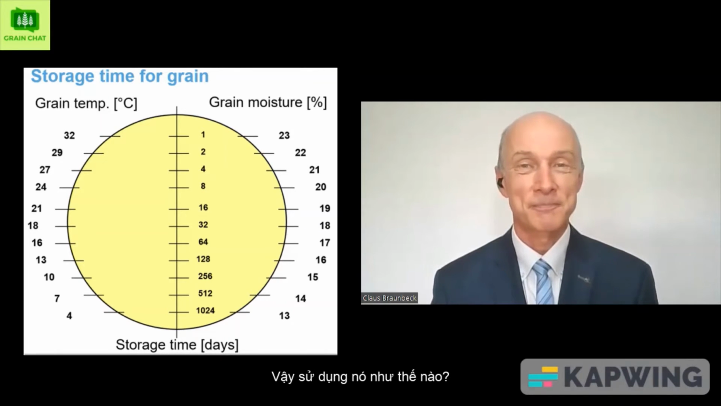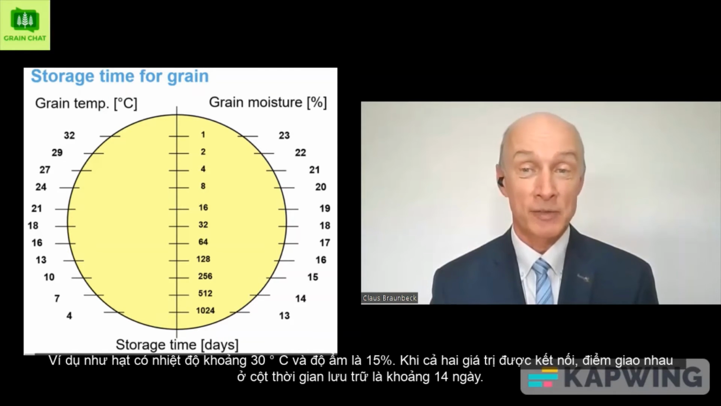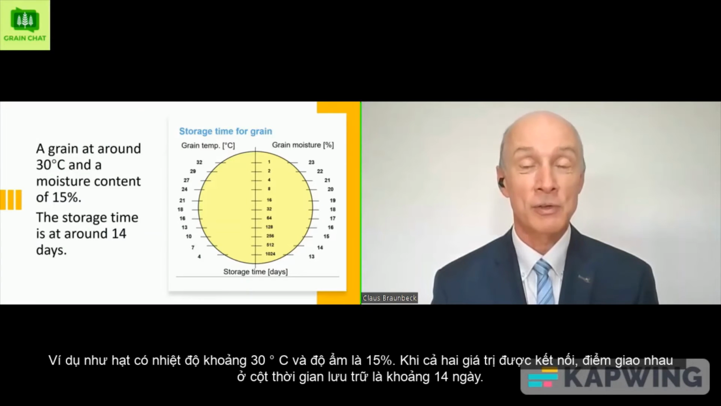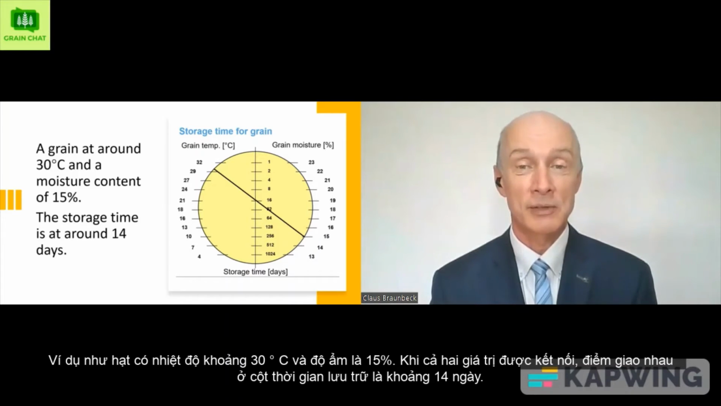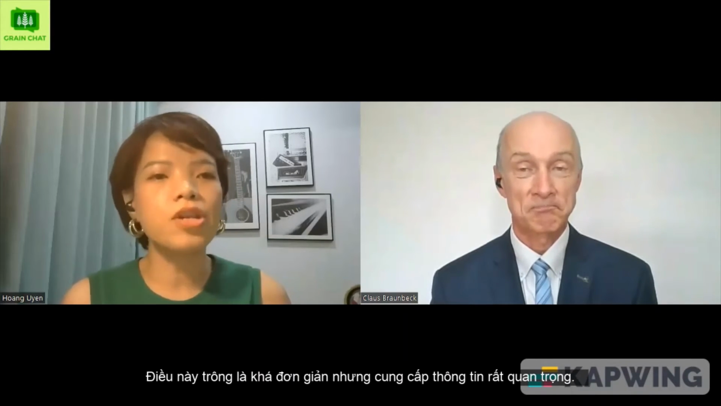So how is it used? It is rather simple to use the diagram. One has to know the grain's moisture content as well as its temperature. Both values are taken and joined by drawing a line. The example shows a grain of around 30 degrees centigrade and a moisture content of 15%. When both values are connected, the point of intersection at the scale of the storage time is around 14 days. This is rather simple, but gives important information.